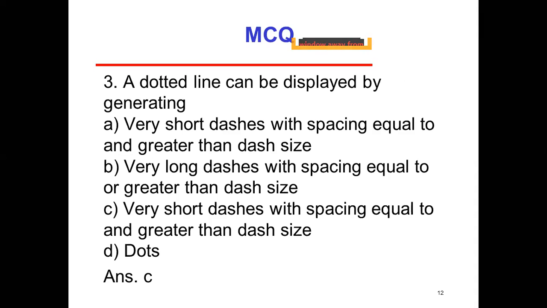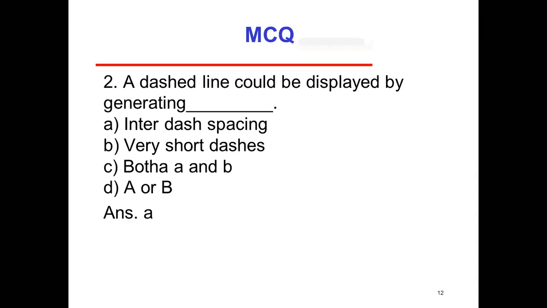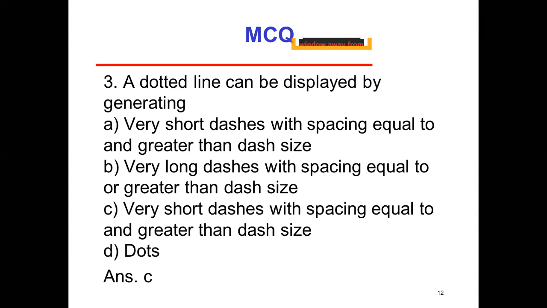The third one is a dotted line can be displayed by generating. Now this is the dotted line, and in the preceding case it was a dashed line. In this case we are going to draw the dashes, and in this case we are going to draw the line with the help of the dots.